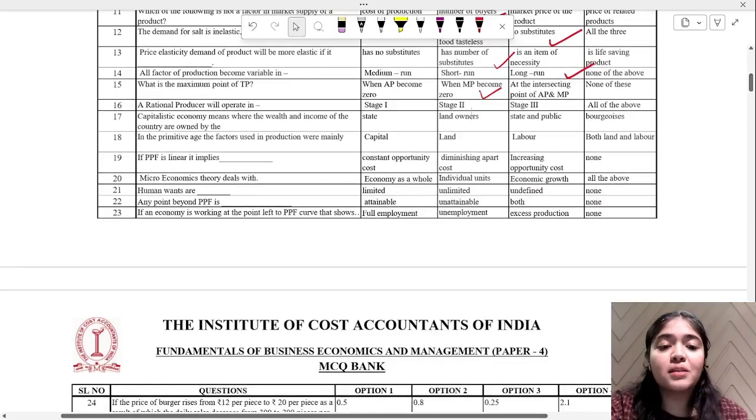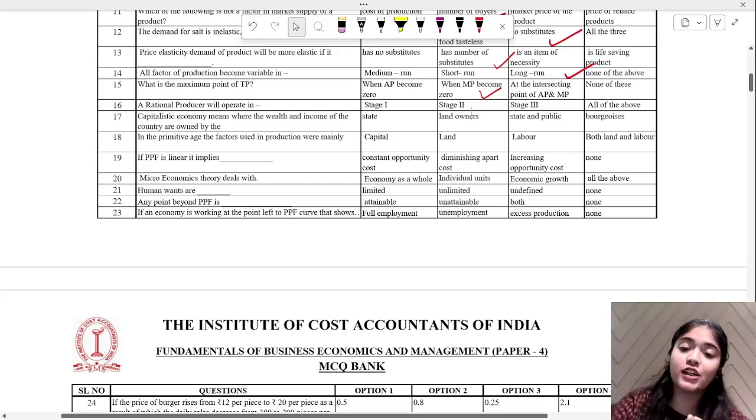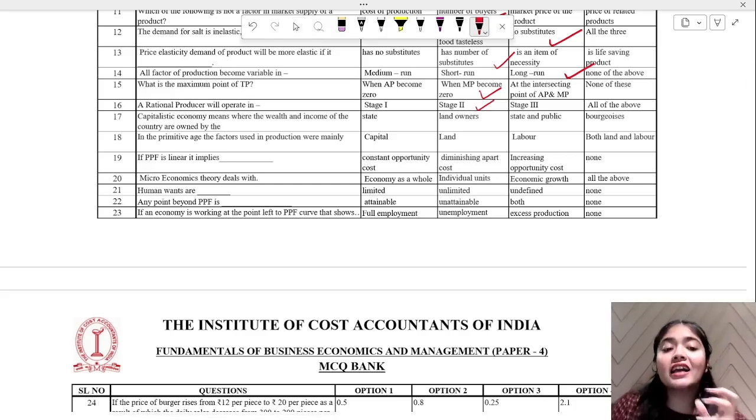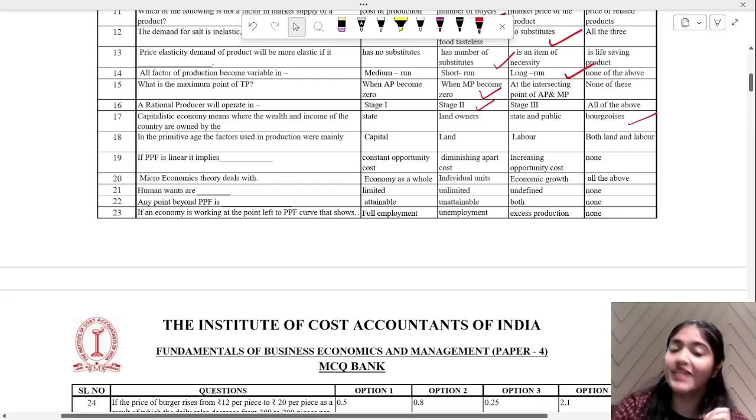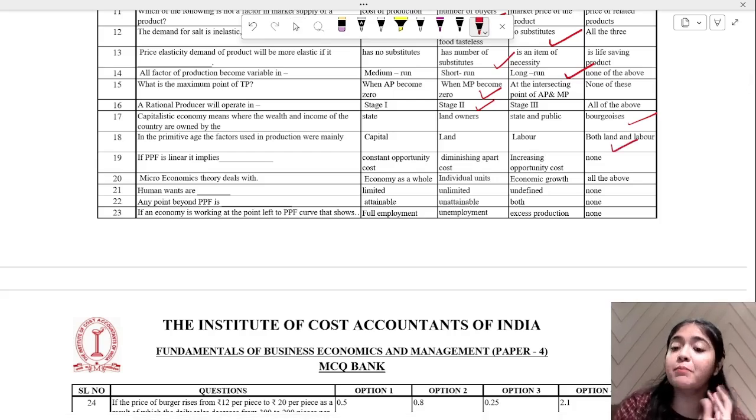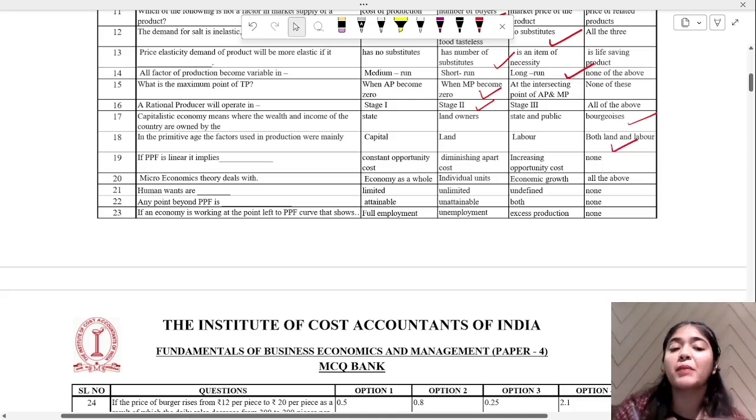Next question. A rational producer will operate in stage 1, stage 2, stage 3, or all of the above. Yes, that's correct. Option number 2, that is stage 2. Capitalistic economy means where the wealth and income of the country are owned by the state, landowners, state and public, or the bourgeoisie. So what do you think is the correct answer? Yes, bourgeoisie is the correct answer. In the primitive age, the factors used in production were mainly capital, land, labor, or both land and labor. Yes, in the initial primitive age, both land and labor are there. Okay, they were mainly used because capital was something which was coming and going.